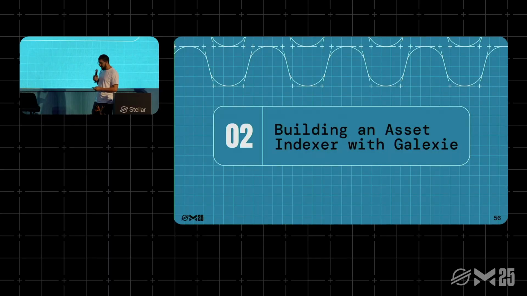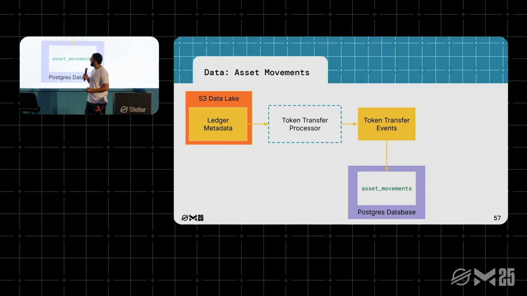So the first feature that I mentioned was tracking movements of your asset. In order to do that, we're going to need to parse ledger metadata, which I covered earlier. We have a service that we've developed at SDF called Galexie. It'll export every single ledger onto S3 or GCS. SDF is actually running Galexie to export ledgers into a public S3 data lake.